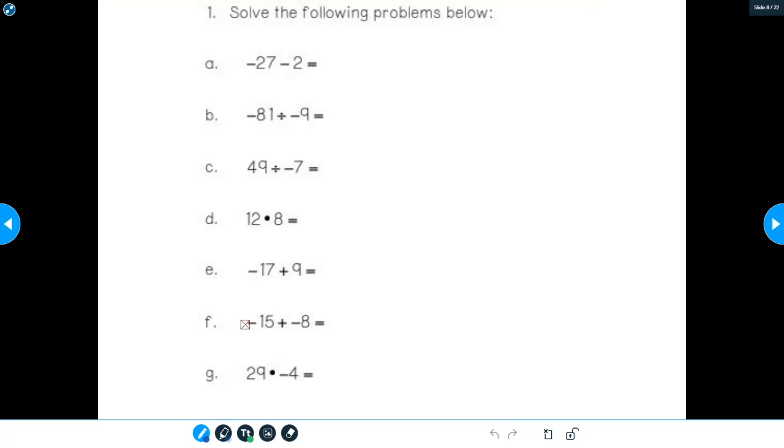Letter F is a negative 15 plus a negative 8. Again, I got to think about my rules. A negative plus a negative. And then the last one, 29 times a negative 4. I have a positive and then I have a negative 4. What happens when I multiply? How does that change my answer? So multiply it and then figure out what you got to do to your answer. Do you have to make it negative or does it stay positive?